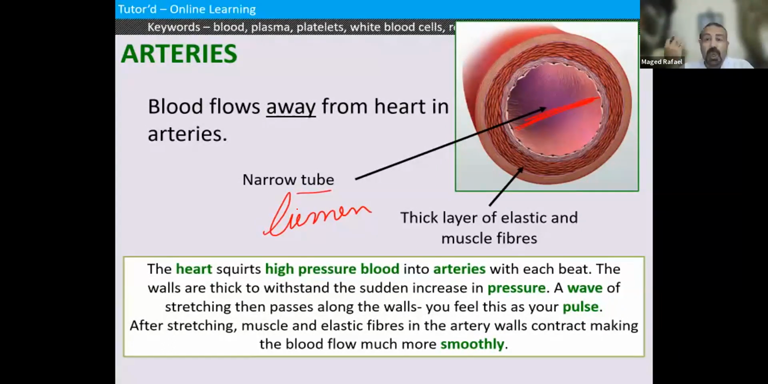And because we are talking about high blood pressure, we need a structure to withstand this sudden increase in pressure. So a wave of stretching then passes along the walls, and that's what we feel in the pulsation process. We have a lot of muscle structure, we have a thick layer of elastic fiber, and this allows the elasticity of the artery to increase and makes the blood flow much more smoothly. So simply, what I want you to know from this diagram is that we have a thick layer of muscle, a thick layer of elastic fiber, and a narrow lumen.